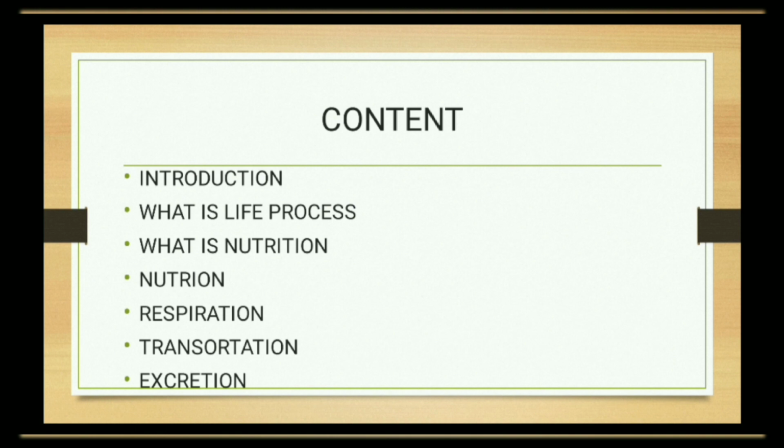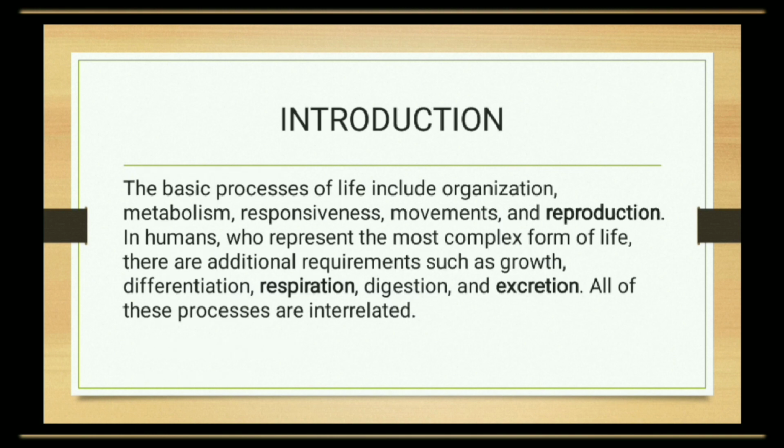Moving forward to the introduction of the chapter, the basic processes of life include organization, metabolism, responsiveness, movements, and reproduction. For example, we can see this in amoeba and plasmodium. Now, in humans, who represent the most complex form of life, there are additional requirements such as growth, differentiation, respiration, digestion, and excretion. All of these processes are interrelated.